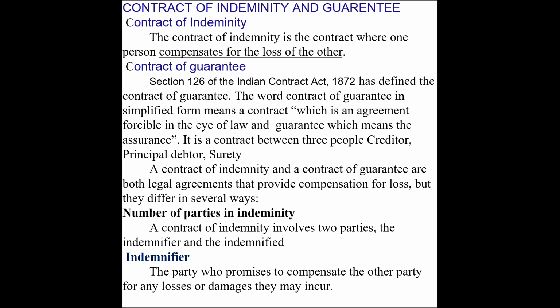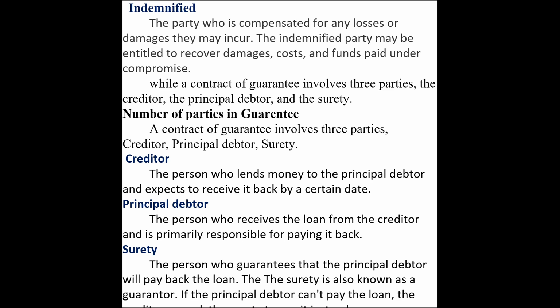As I have already said, in a contract of indemnity, one particular person compensates the loss of another person. Two persons are involved: the indemnifier and the indemnified. The indemnifier is the person who promises to compensate the other party for any loss or damages. The indemnified is the person who accepts the benefit from the other person. The indemnified party may be entitled to recover damages, costs, or funds, and based on the compromise, may accept the benefit given by the other person.